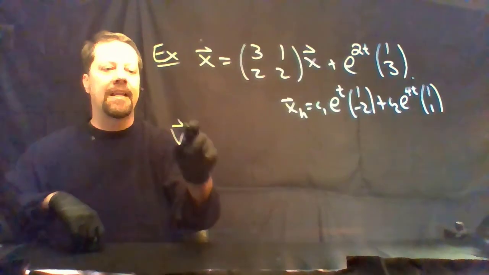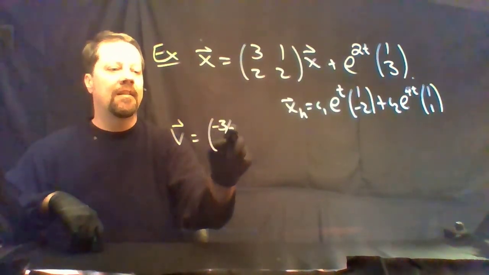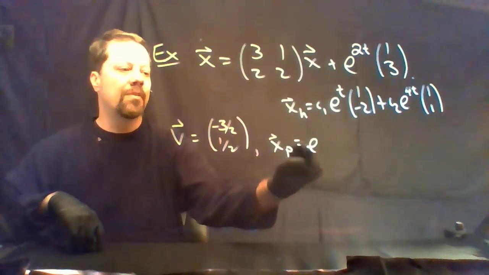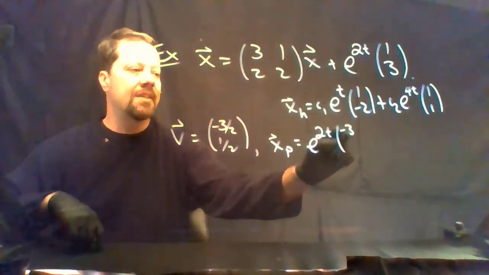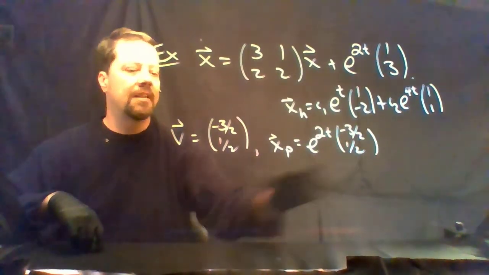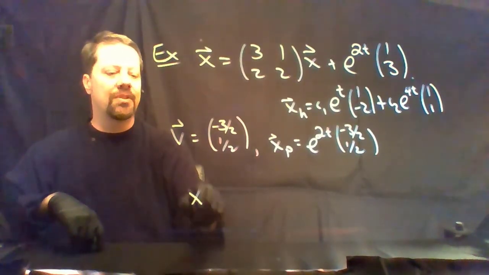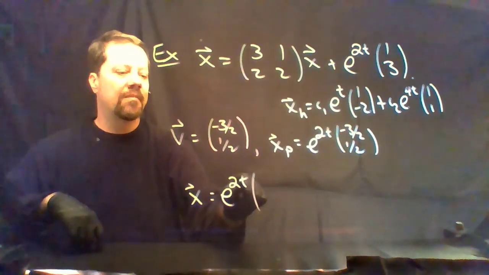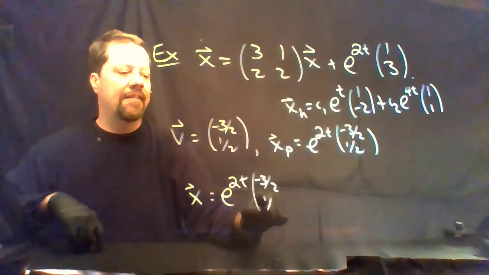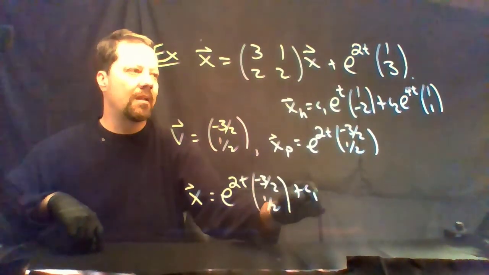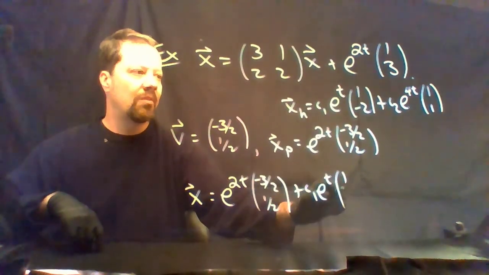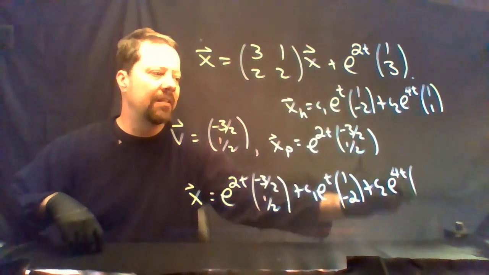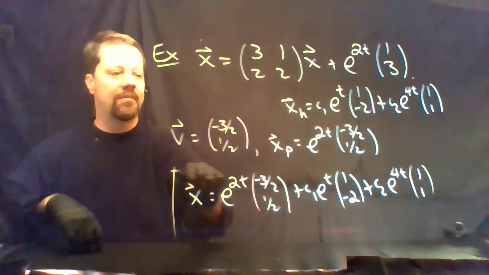With the vector v now known to be negative 3 halves, 1 half, we have a particular solution of the form e to the 2t times negative 3 halves, 1 half, and that gives the general solution x equal to e to the 2t times negative 3 halves, 1 half, plus c1 e to the t 1, negative 2, plus c2 e to the 4t 1, 1.